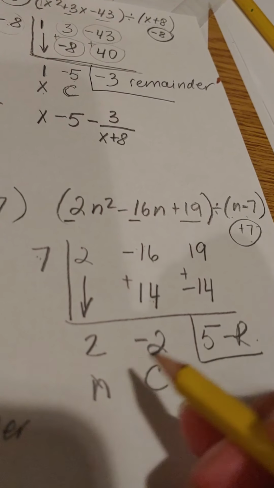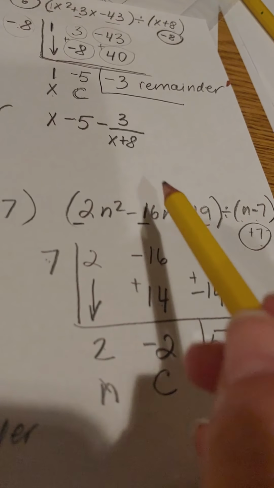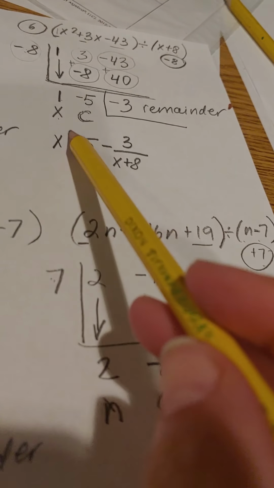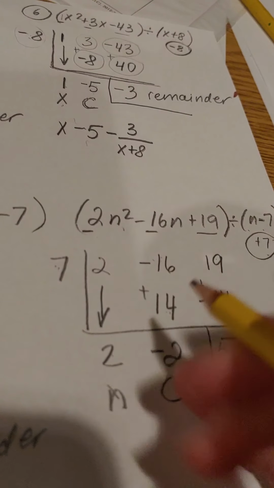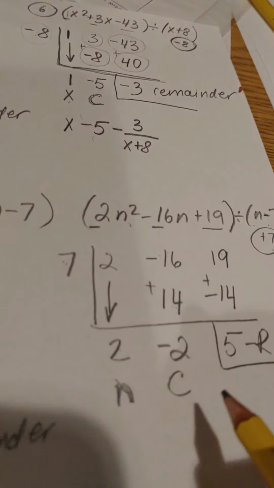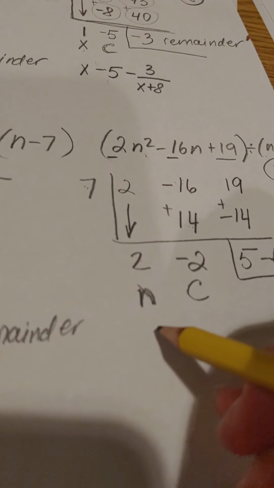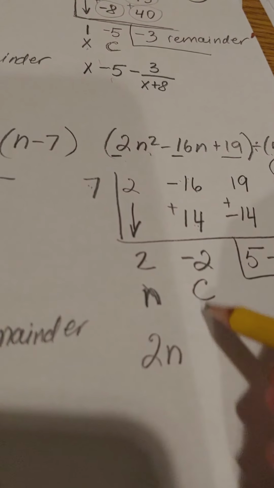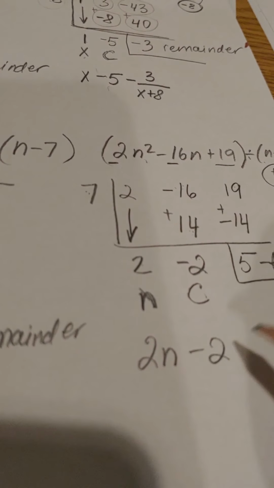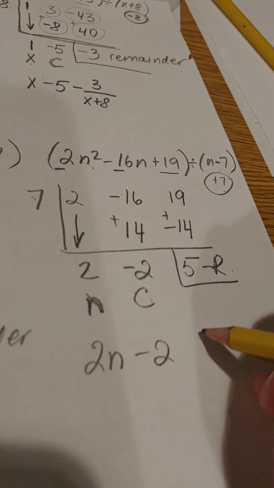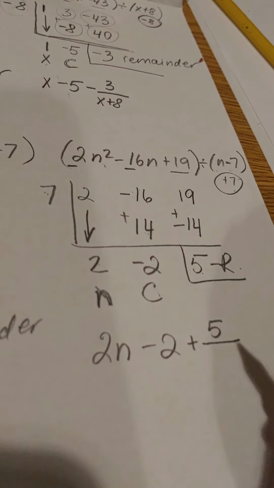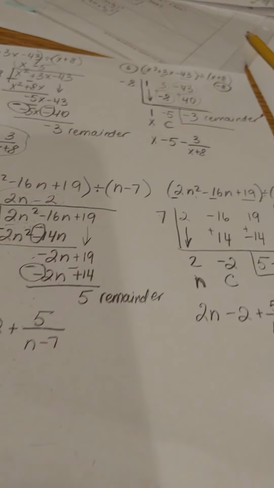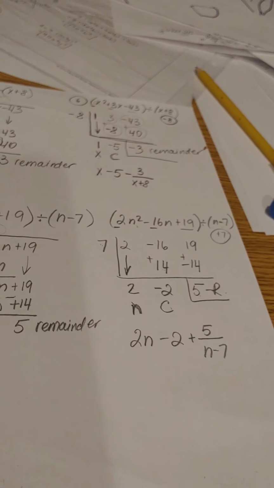2 is my n term. Previously we were dealing with an x term, so it was x. Now it's n. Easy. My variable is n. So my answer is 2 times n, which is 2n. And then negative 2 is my constant. And then positive 5 is my remainder. And then we're going to divide it by n minus 7 because that's what we were dividing by. So these two answers match.